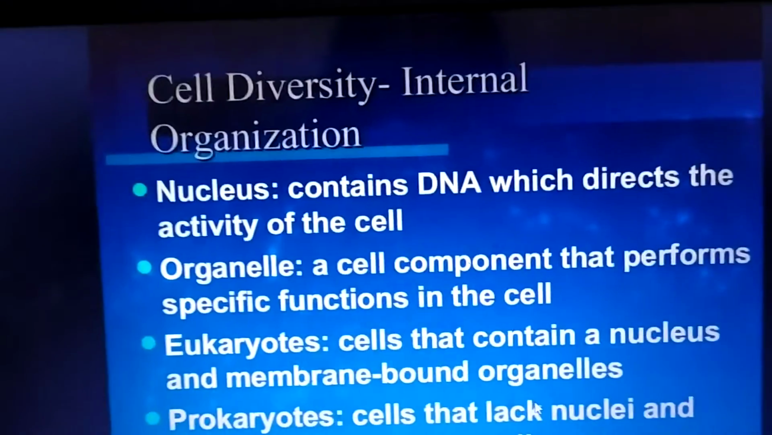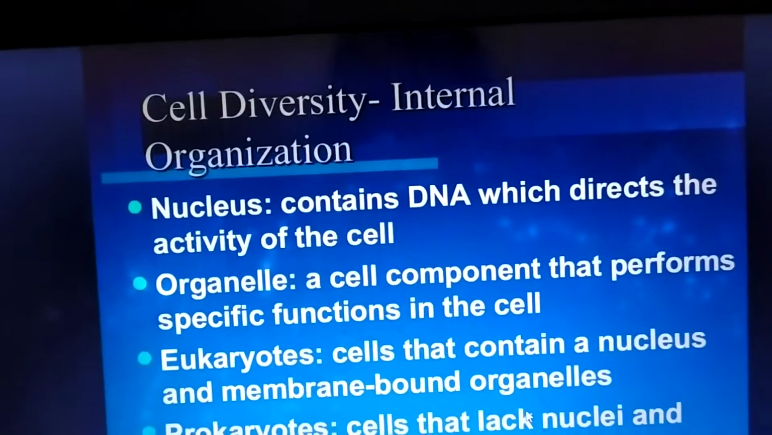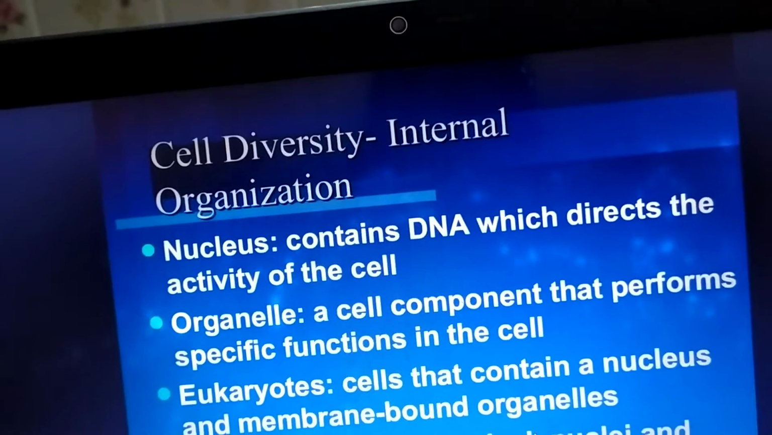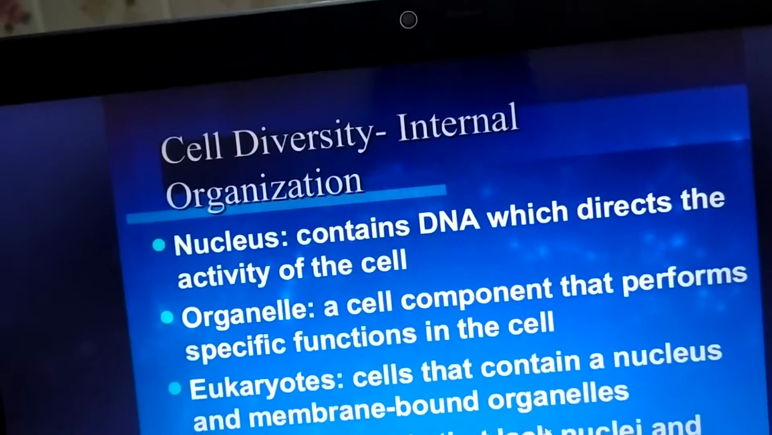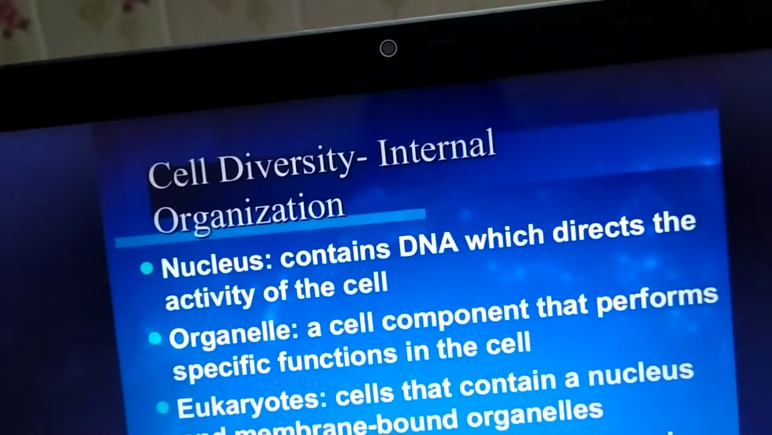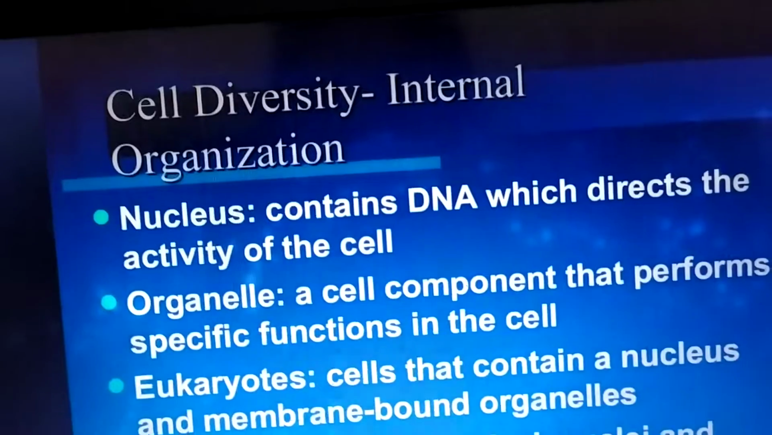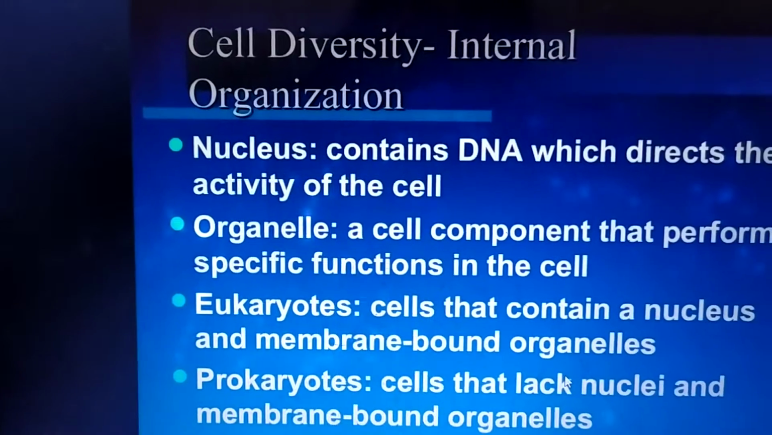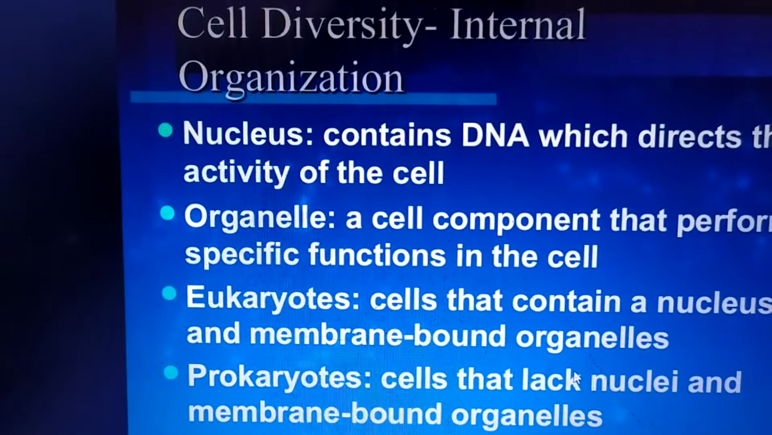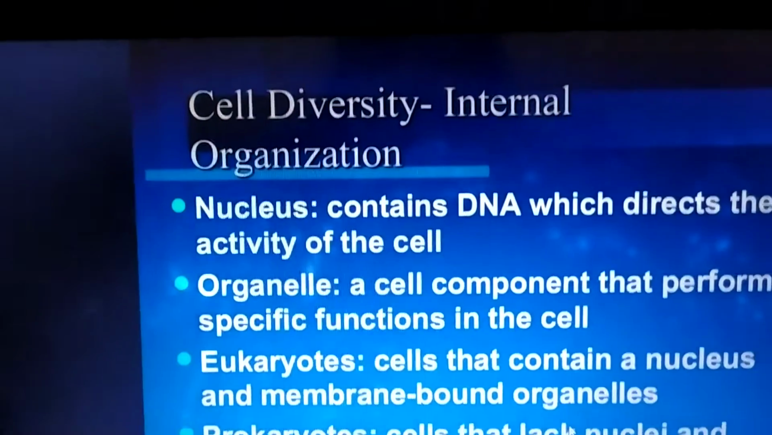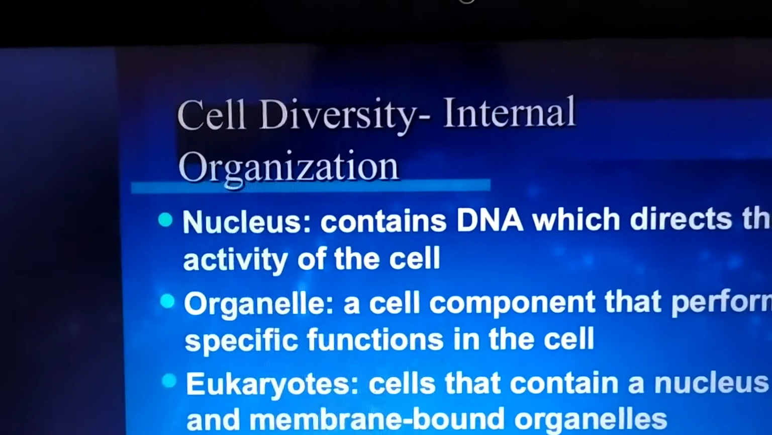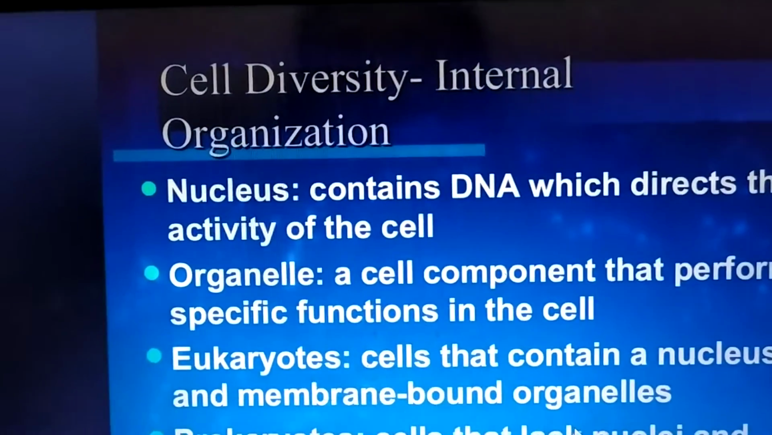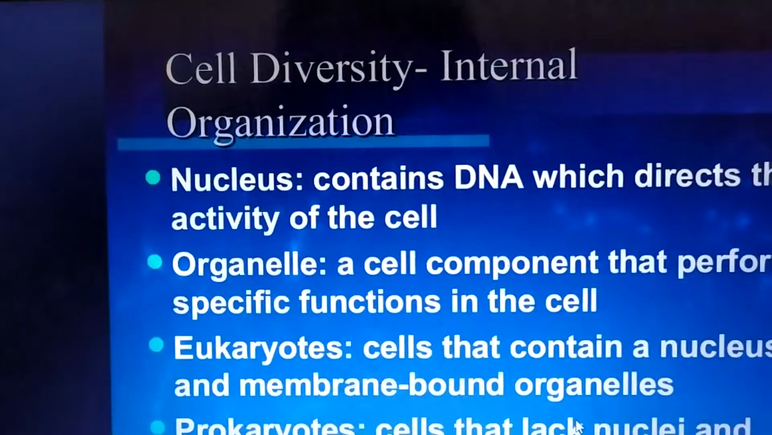Cell diversity, internal organization. Now I'm going to discuss the internal organization of the cell. You can take the cell as an organ, and it has some organelles. What are organelles? They are the organs of that cell. The cell contains a nucleus, organelles, and there are eukaryotic and prokaryotic cells. What are eukaryotic and prokaryotic? They are the categories of cells. The cell has a nucleus that contains DNA, which directs the activity of the cell. Basically, the nucleus is there for directing the activity of that particular cell.